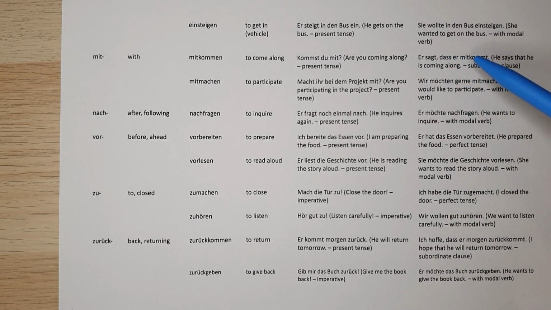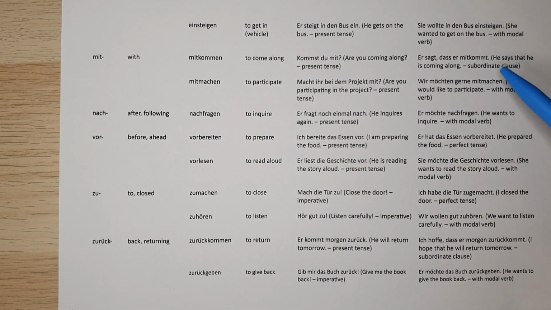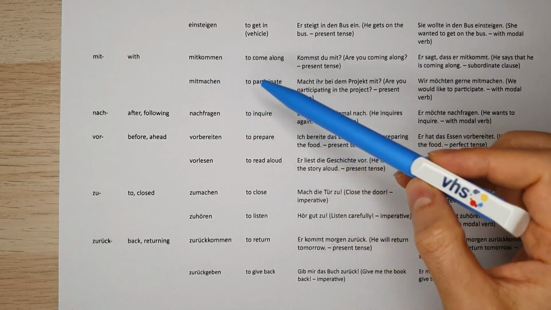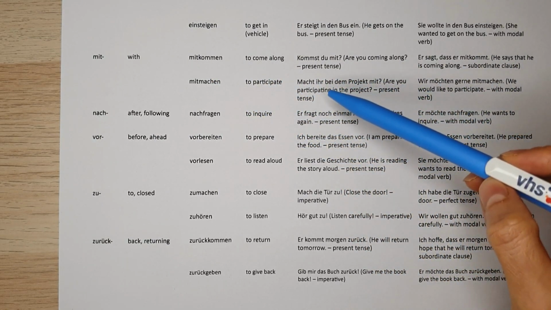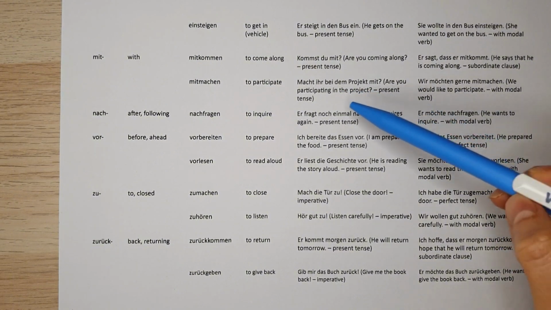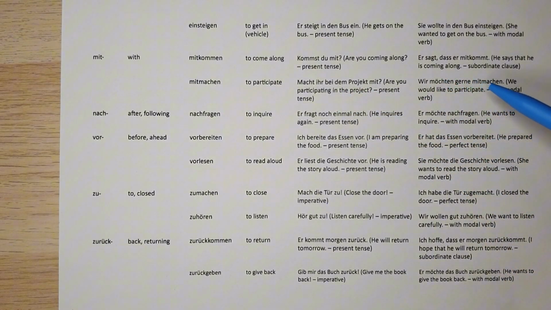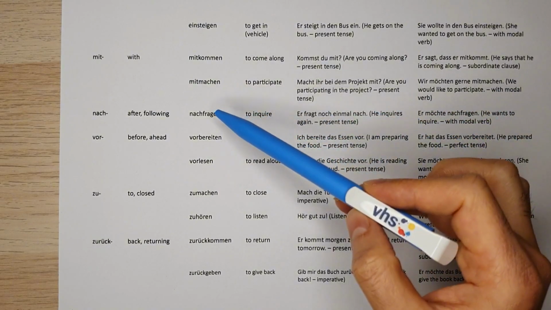Er sagt, dass er mitkommt. There again, er is after this. He says that he is coming along. Dass er mitkommt. Mitkommt goes to the end of the sentence, so it's a subordinate clause. Mitmachen, to participate. Macht ihr bei dem Projekt mit? Are you participating in the project? Present tense. Wir möchten gerne mitmachen. We would like to participate, with modal verb.